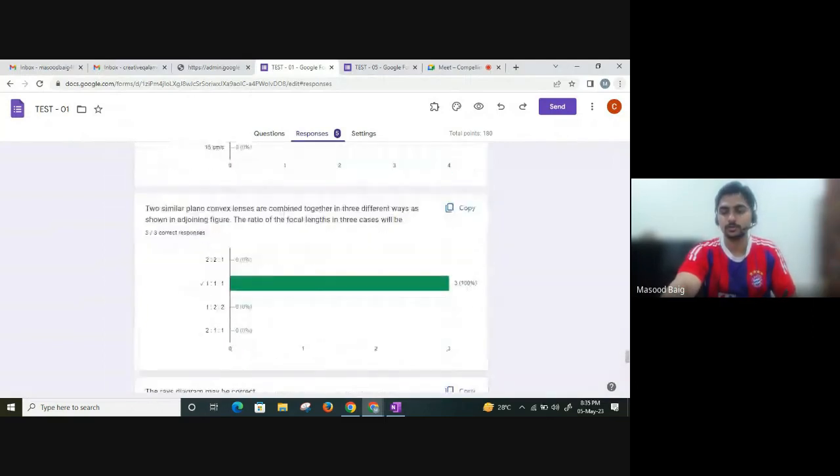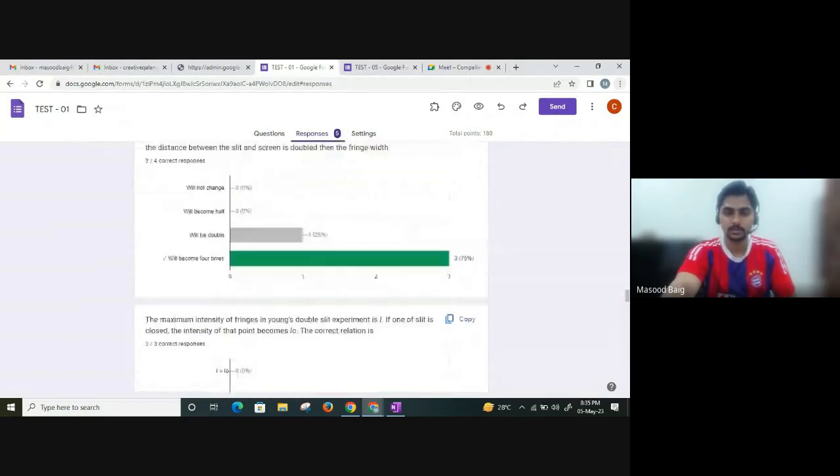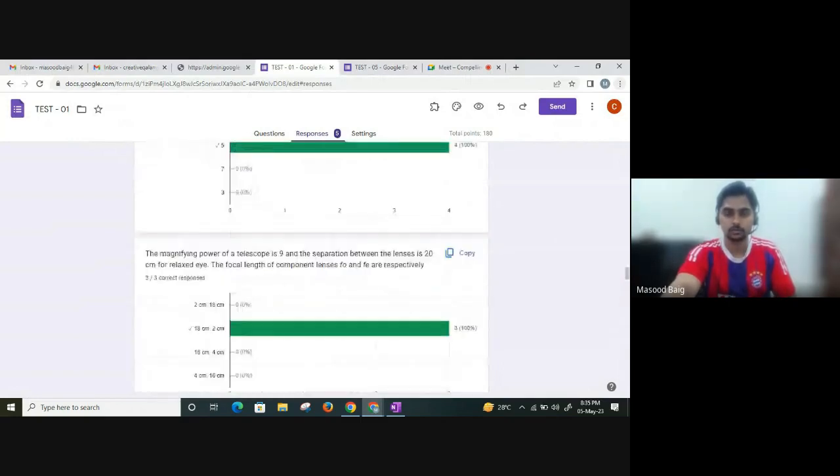So there are 3 questions which were frequently missed in test 1. In the same manner, let us move on to test 2 and see.